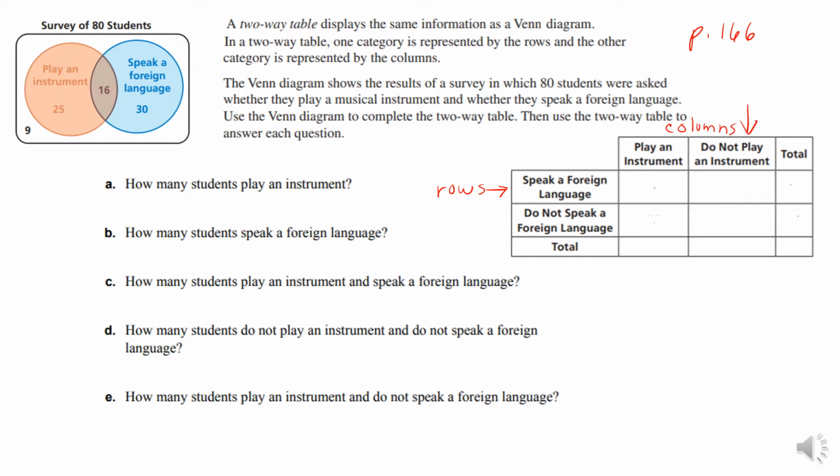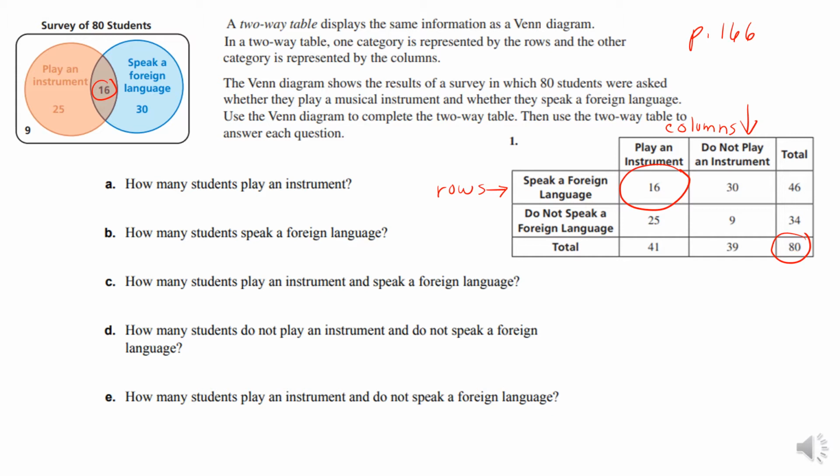Okay? So the Venn diagram shows the results of a survey in which 80 students were asked whether they play a musical instrument and whether they speak a foreign language. Use the Venn diagram to complete the two-way table. So the first thing you want to look at is, what information do I need? So the first thing I notice is that there are 80 students. Okay? Right here is where that information should go. And then those students that play an instrument and speak a foreign language would be the ones in this section. So you just keep using all the information to total this out until you've completed the whole thing.